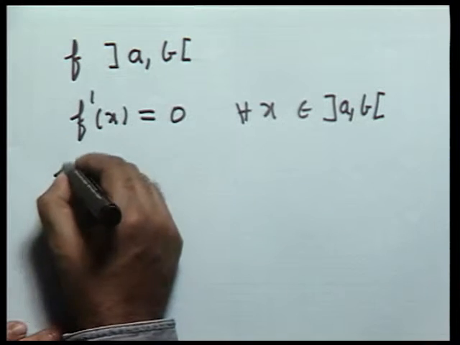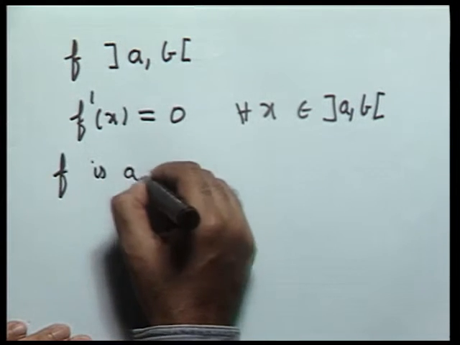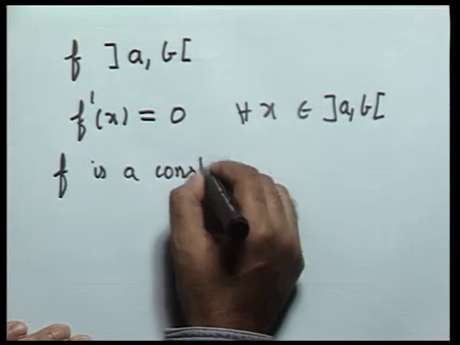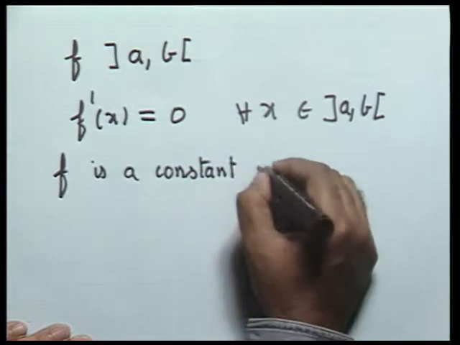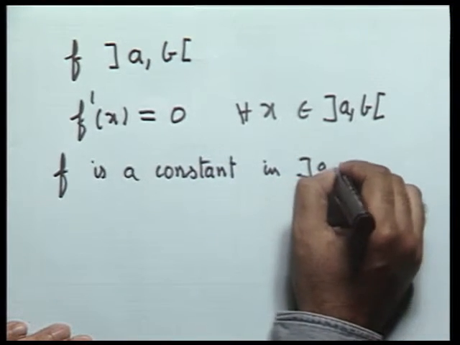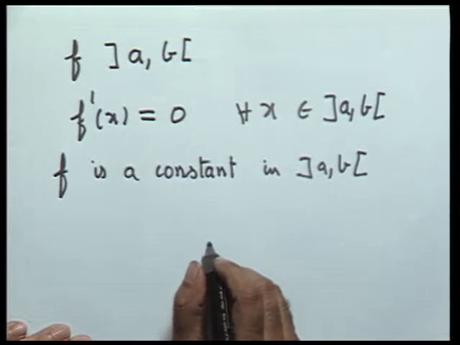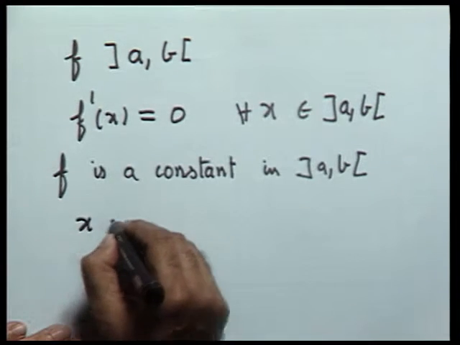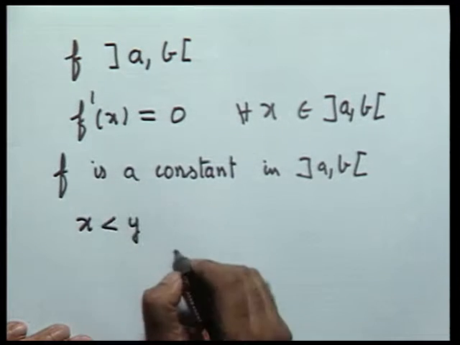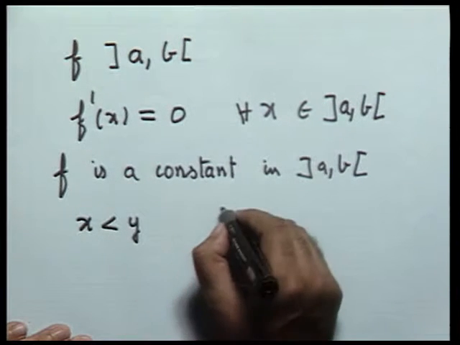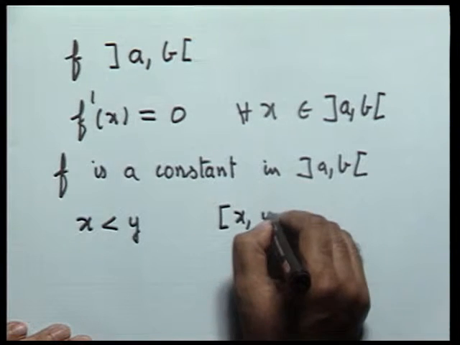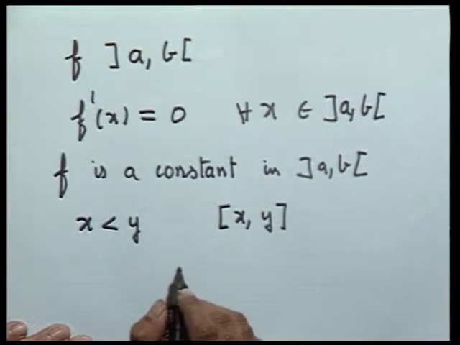Well, I claim that the function f is a constant in this interval a, b. How is that? Suppose I take any 2 points x and y in the interval a, b, x and y fixed, and let us look at the closed interval x, y with x less than y.